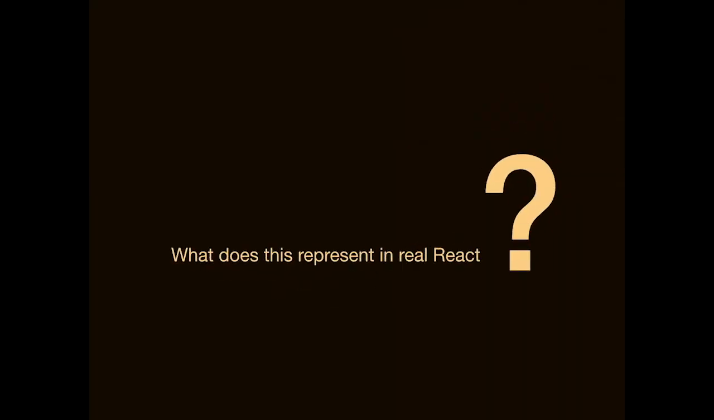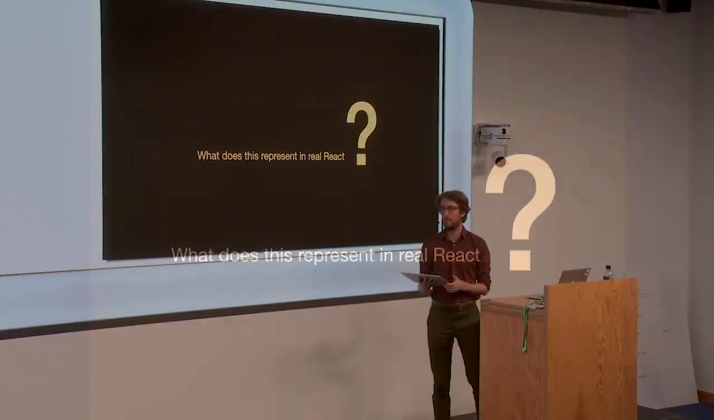Here's the first of my questions. What does this represent in real React? To me, it looks a bit like when you have a higher order component and you apply some props to it, and then you sort of finish applying the rest of the props when you actually render that component. But I think there's room for interpretation.